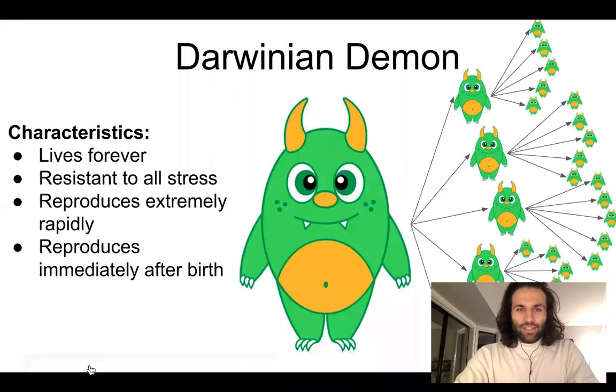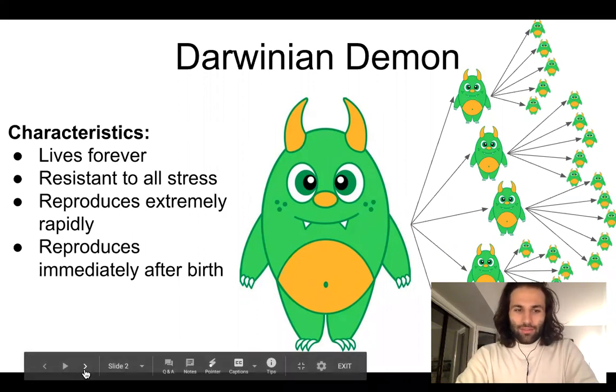Now, natural selection says that the perfect organism would be one that lives forever, is resistant to all stress, reproduces extremely rapidly, and is ready to reproduce right after birth. This organism is what's known as a Darwinian demon. And so my question is, where are all these Darwinian demons?